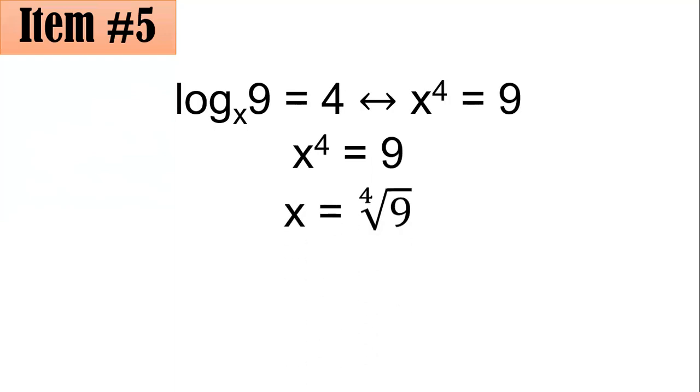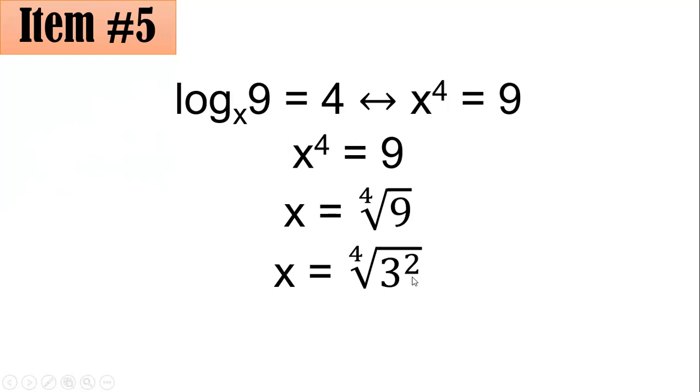we could actually take the 4th root of 9. And from here, if you could see, you might think that this is probably in simplest form, but it's not. How come? Because 9 could be expressed as 3 squared.